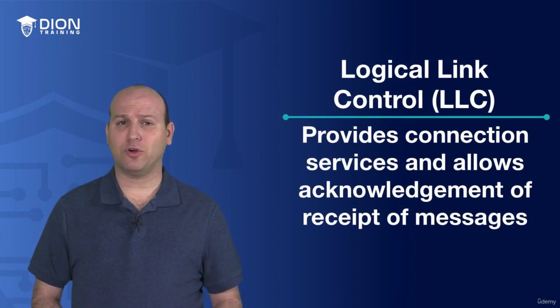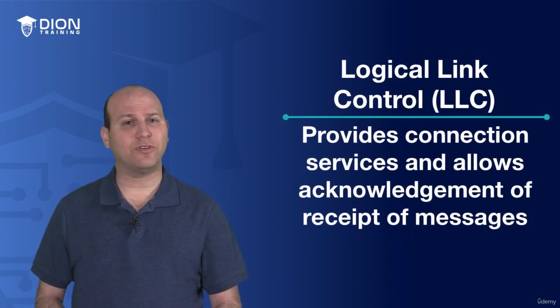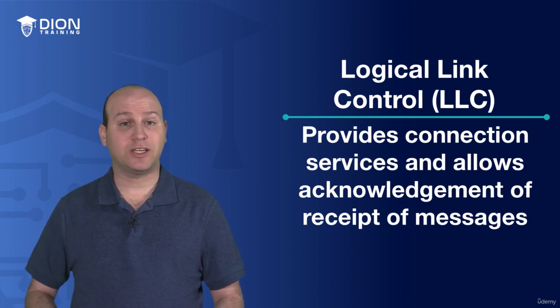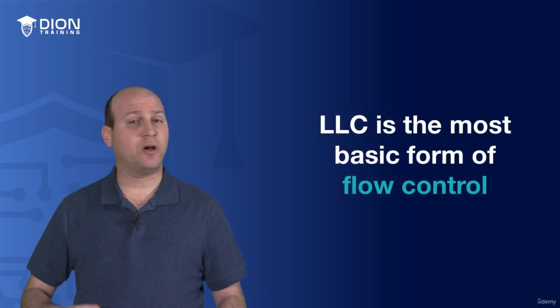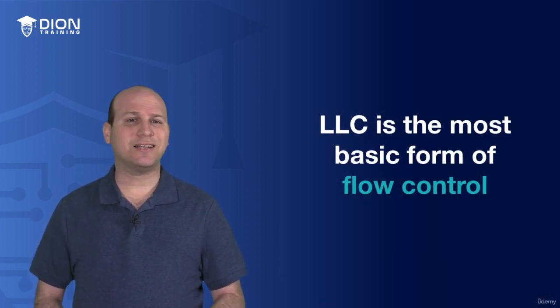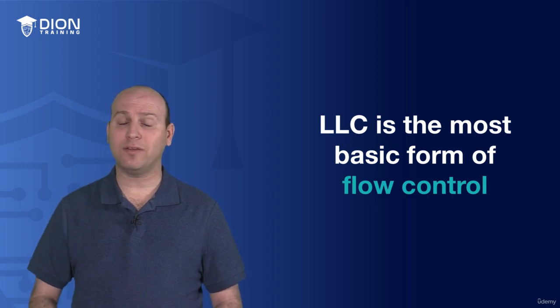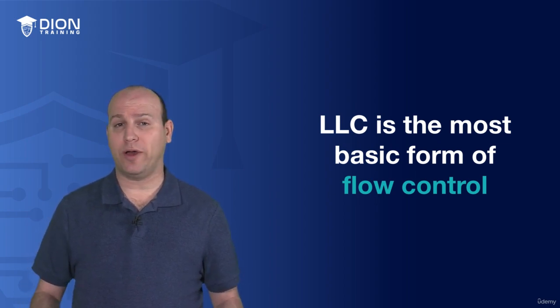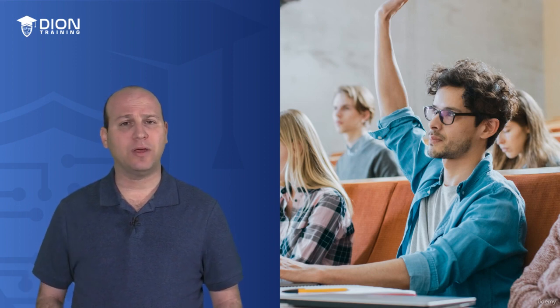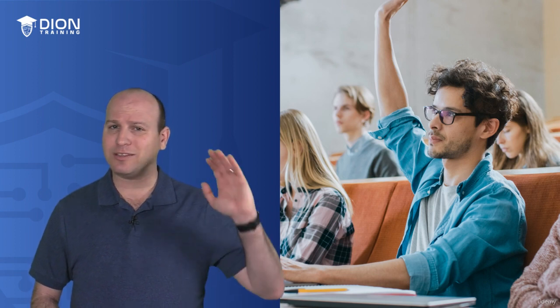Now, logical link control is going to provide connection services and allow your recipients to acknowledge the messages have actually gotten where you thought they were going. So for example, if I called up and I asked if you got my phone call, you could say yes, and that would acknowledge the receipt of that, and then we can move on to the next message. Logical link control does this for our networks, and because of this, it's the most basic form of flow control. Essentially, it's going to limit the amount of data that a sender can send at once and allow the receiver to keep from being overwhelmed. So if I go back to my classroom example, if I'm sitting there and I'm moving too quickly, a student might raise their hand and say, "Hey, Jason, I don't understand this."